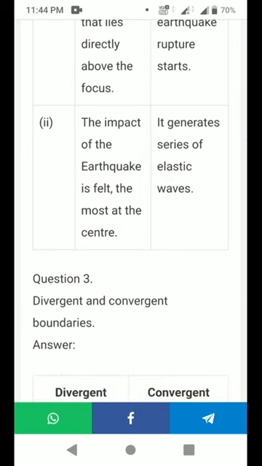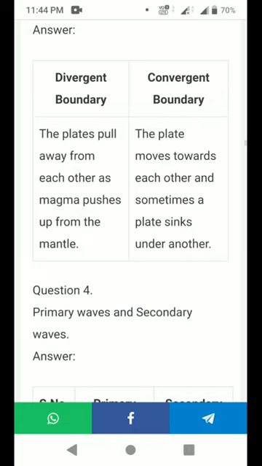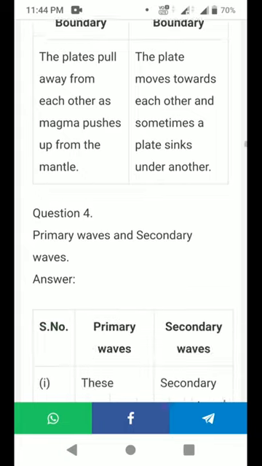Next point, the impact of the earthquake is felt most at the epicenter. Here it generates a series of elastic waves. Third question, distinguish between divergent and convergent boundaries. Divergent boundary: the plates pull away from each other as magma pushes up from the mantle. Convergent boundary: the plates move towards each other and sometimes a plate sinks under another.